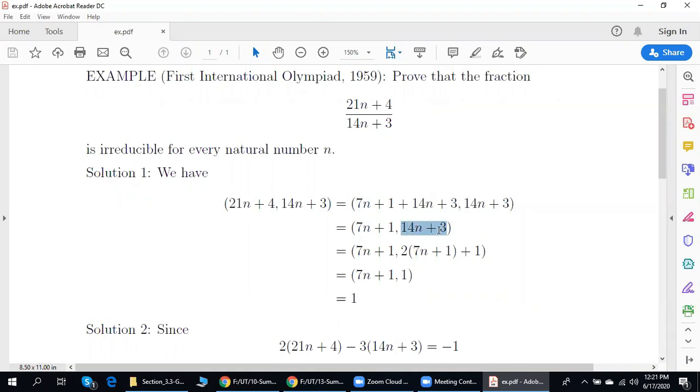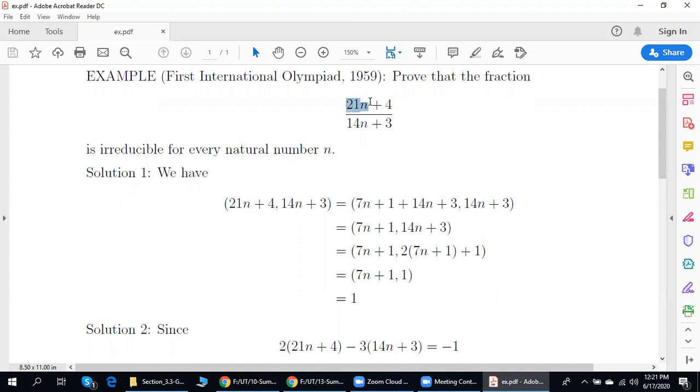14n plus 3 can be rewritten as this, and now cancel out this. Done. Obviously, the greatest common divisor of these two numbers is 1. Therefore, the greatest common divisor of these two numbers is 1, which means this fraction is irreducible. But there is even a shorter solution.